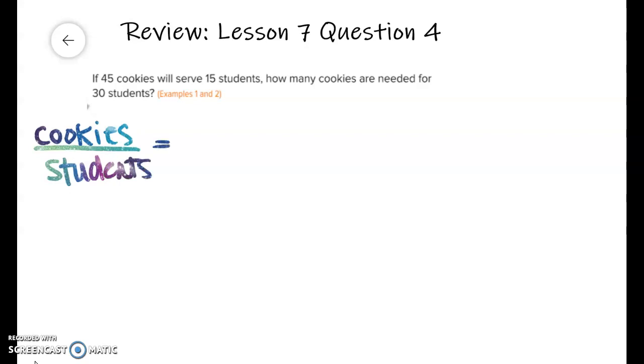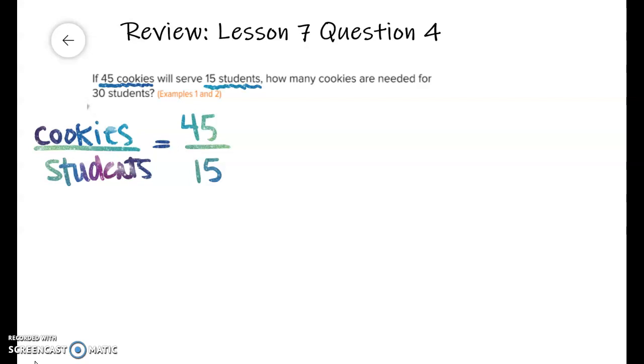Let's see what they're telling us. They're telling us that 45 cookies serve 15 students. So 45 goes with cookies, 15 goes with students. You want to make sure that everything stays horizontally in the same line.